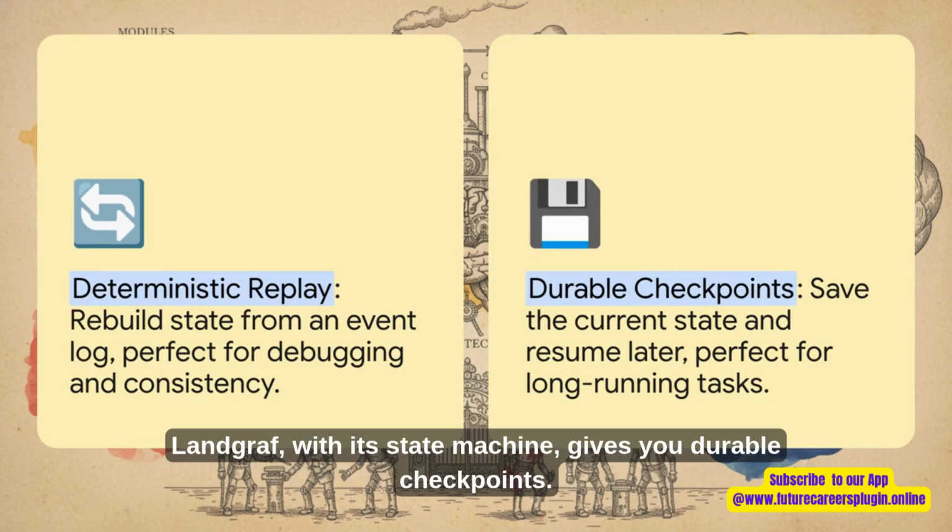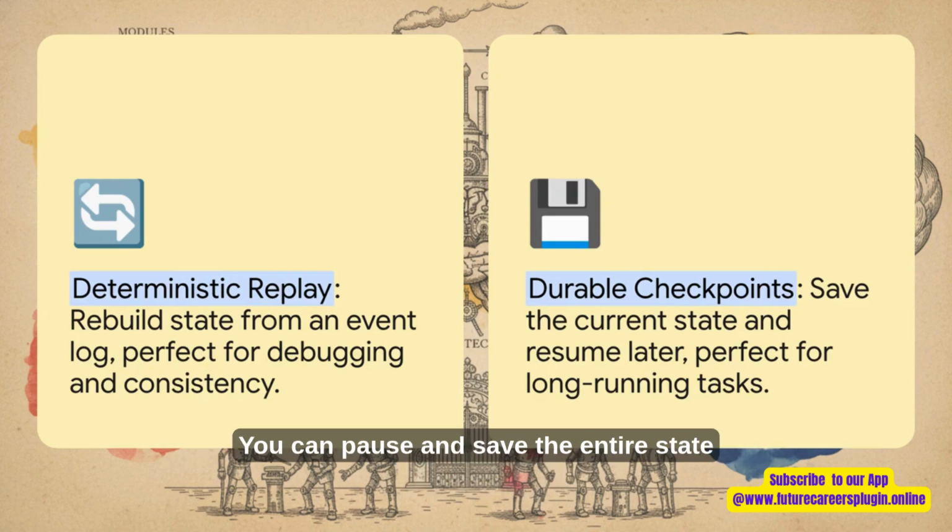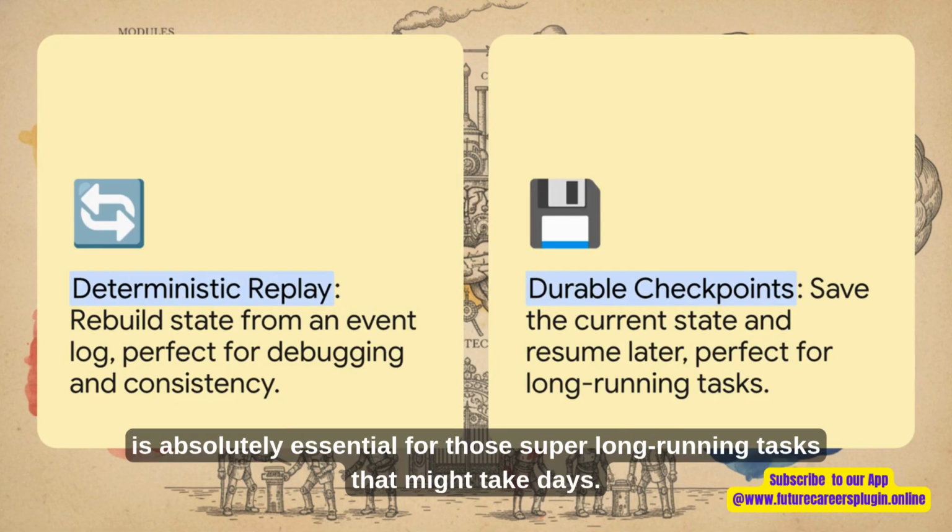LangGraph, with its state machine, gives you durable checkpoints. You can pause and save the entire state of your agent at any moment, and then pick it up right where you left off, even if your server crashes. This is absolutely essential for those super long-running tasks that might take days.